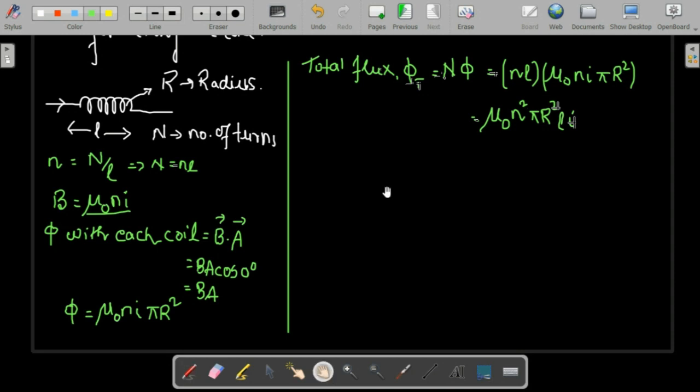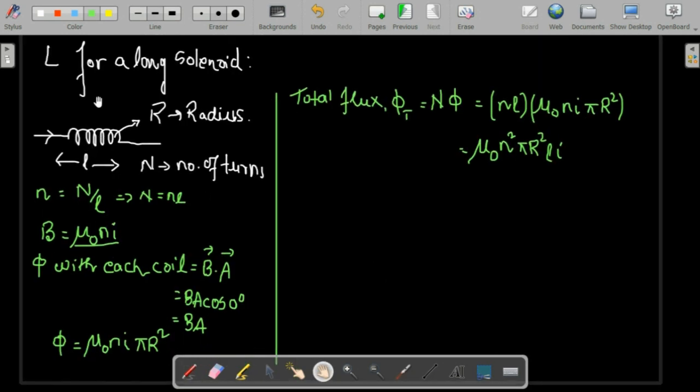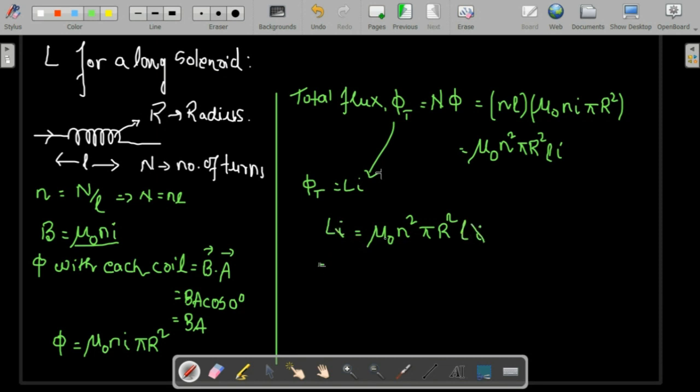If you look on top, our topic was to find out L for the solenoid. But we already know my total flux was L into I. So I can replace it here. I can write L into I is equal to mu naught n square pi r square L I. Let's cancel this I. We have got the coefficient of self-inductance for a solenoid.